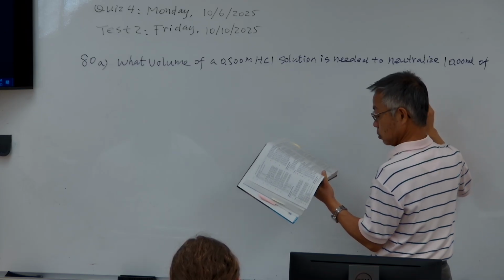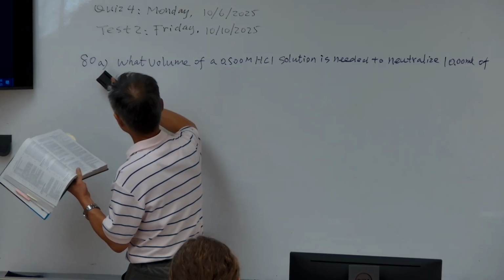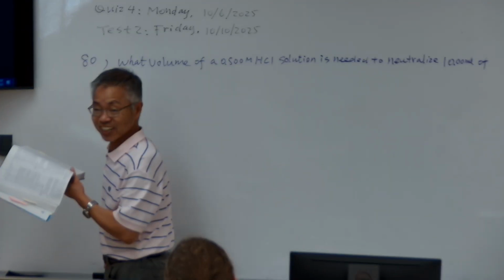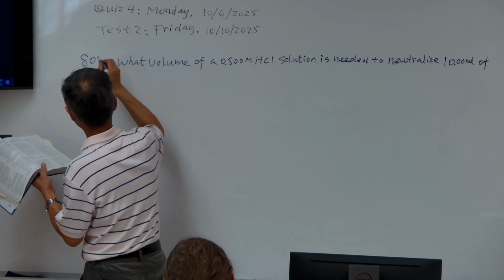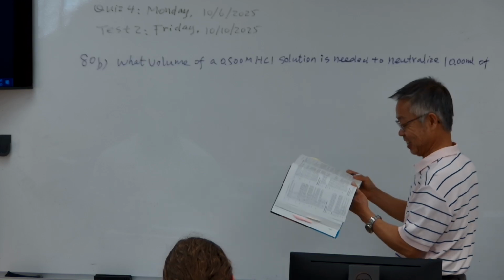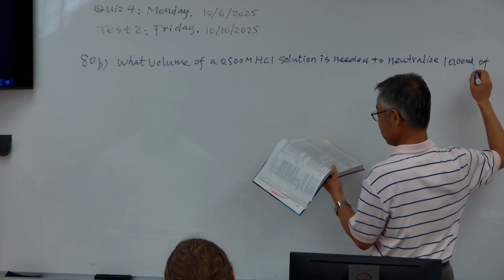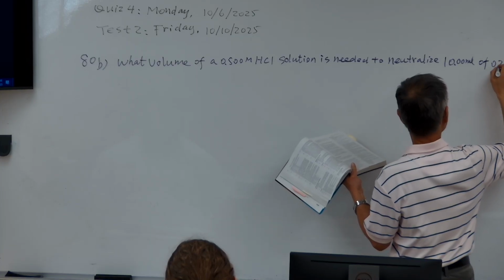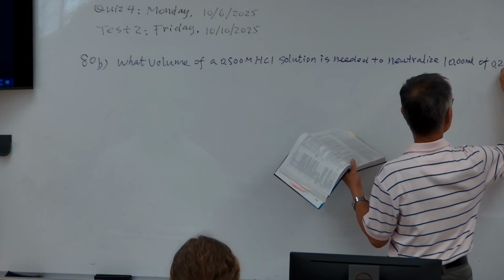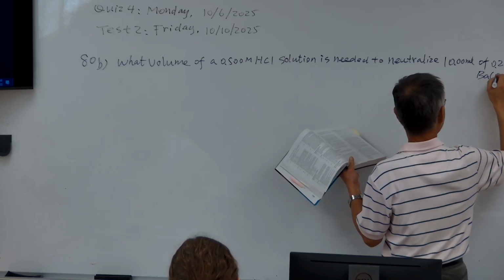Let's show you B. B is more complicated. A is a little bit easier. A is a 1-to-1 ratio. B is a 1-to-2 ratio. Let's show you a more complicated one: 10 milliliter, 0.2 molar barium hydroxide.